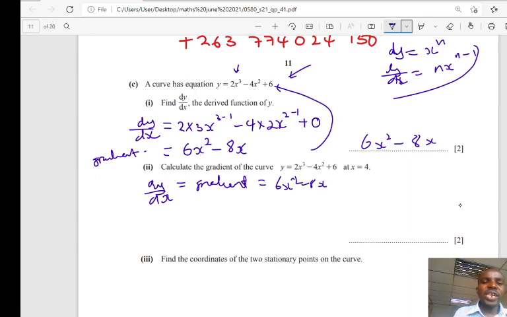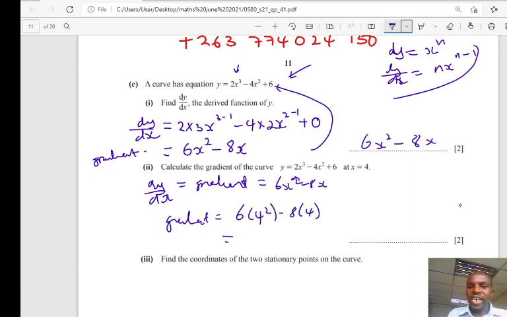This one, if we already calculated it, so when x is equals to 4, the gradient is equals to, then you put 4 where there is x: 6 times 4 squared minus 8 times 4. What do you get here? 6 times 4 squared minus, you get 64.